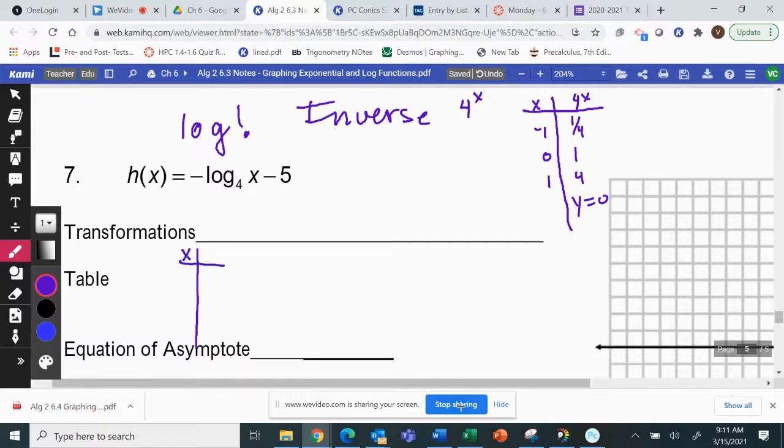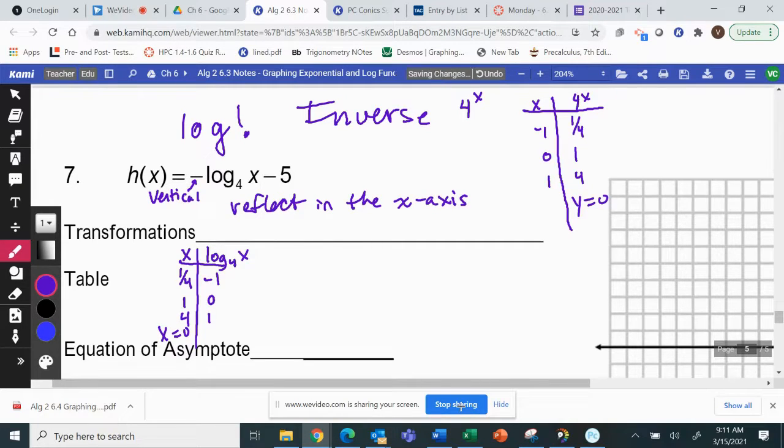For this one, we do log base 4 of x. So I have the points 1/4, -1; 1, 0; 4, 1; and x equals 0. For transformations, this negative sign in front is vertical, so we reflect in the x-axis. And then the -5 is also vertical. There's no parenthesis, so that -5 is not inside the logarithm. It's after it. So translate down 4. Down 5, sorry.